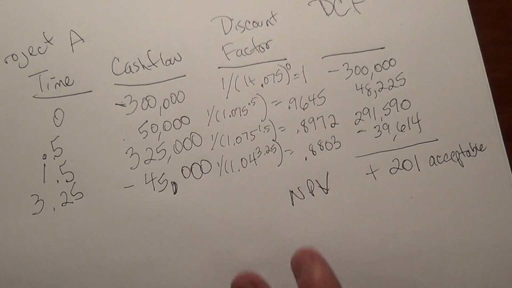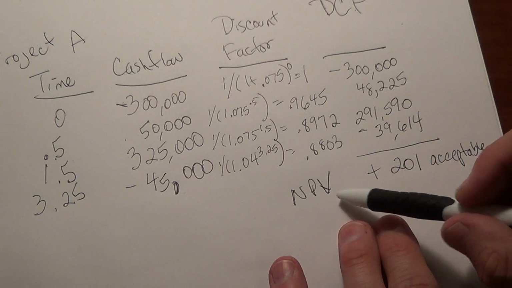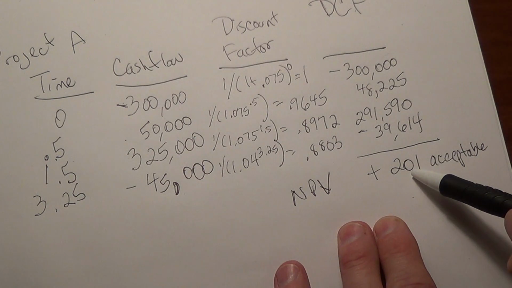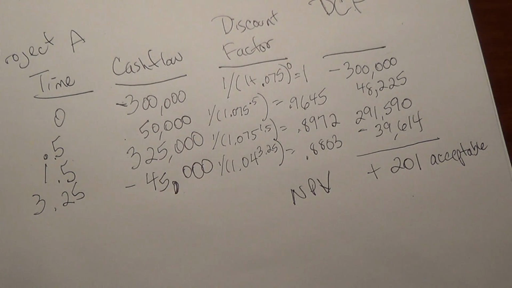However, these are mutually exclusive projects, so we can only pick either Project A or Project B. So Project A is acceptable because the net present value is greater than 0, but we might prefer Project B. On the next video, I'll work through Project B, and we'll come back and compare these two projects.